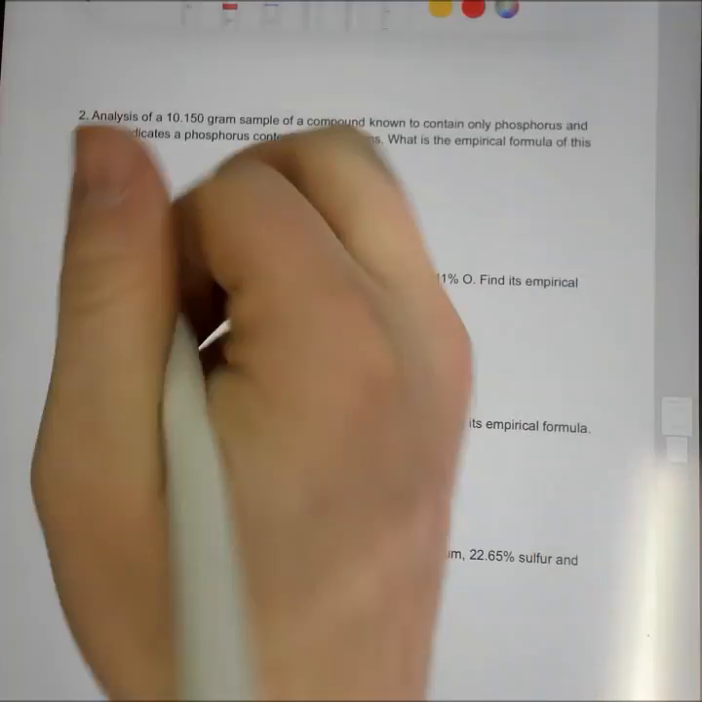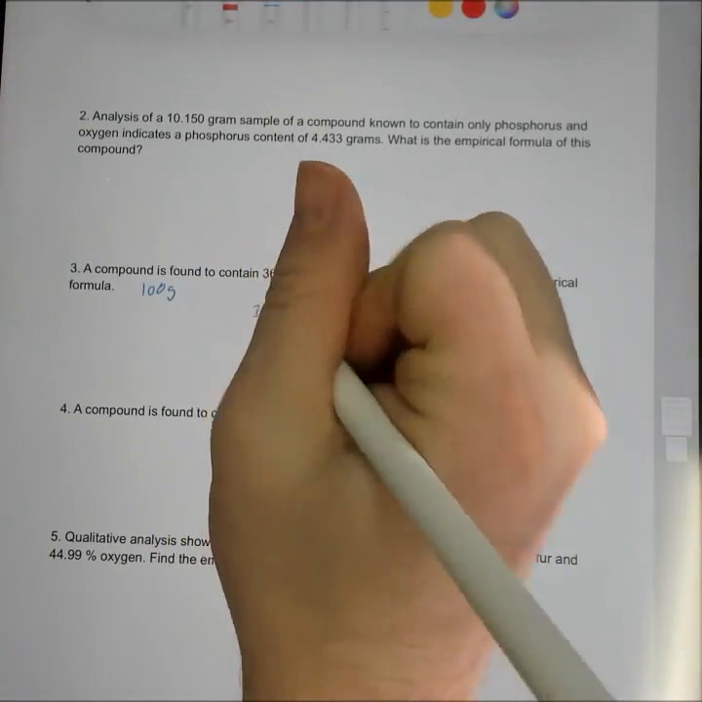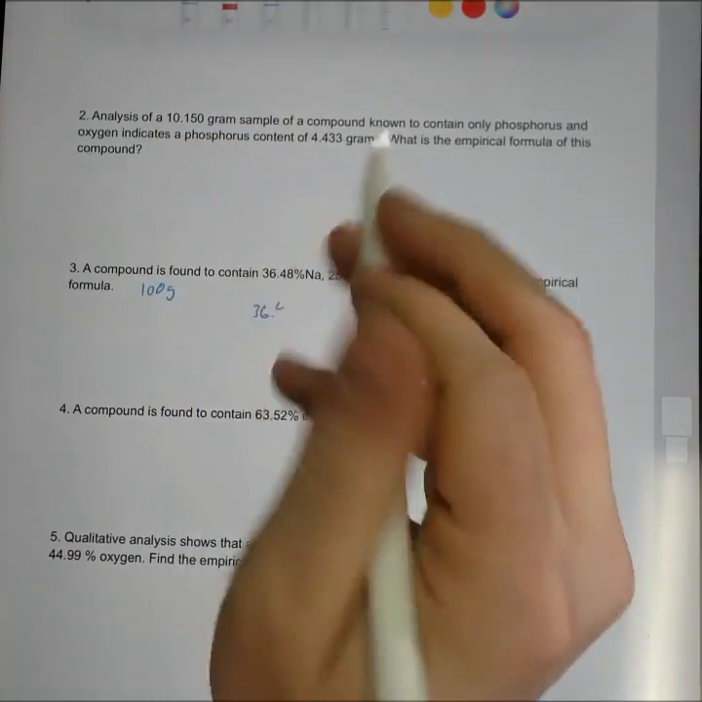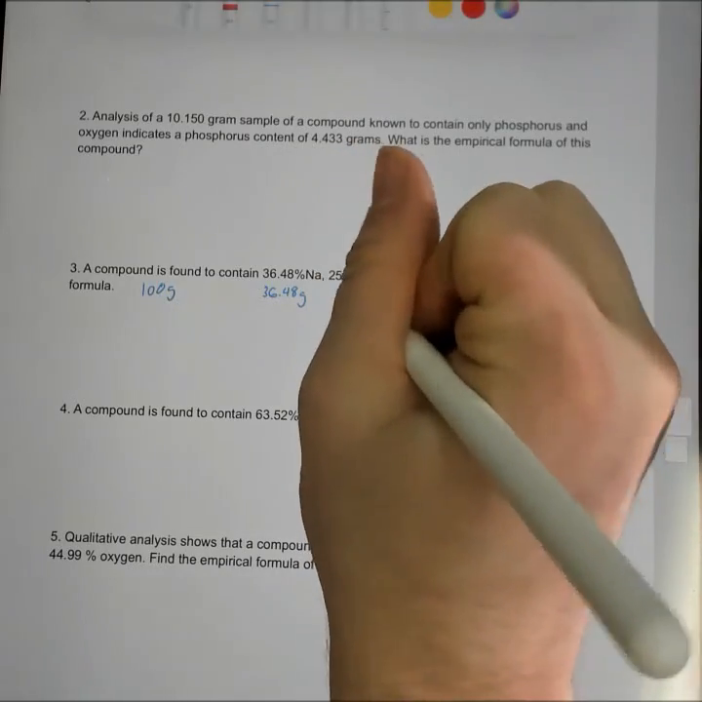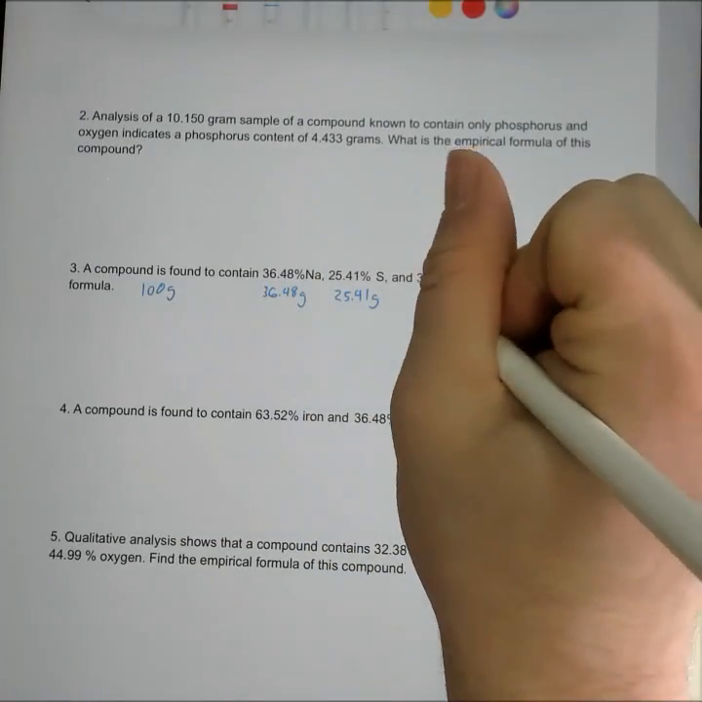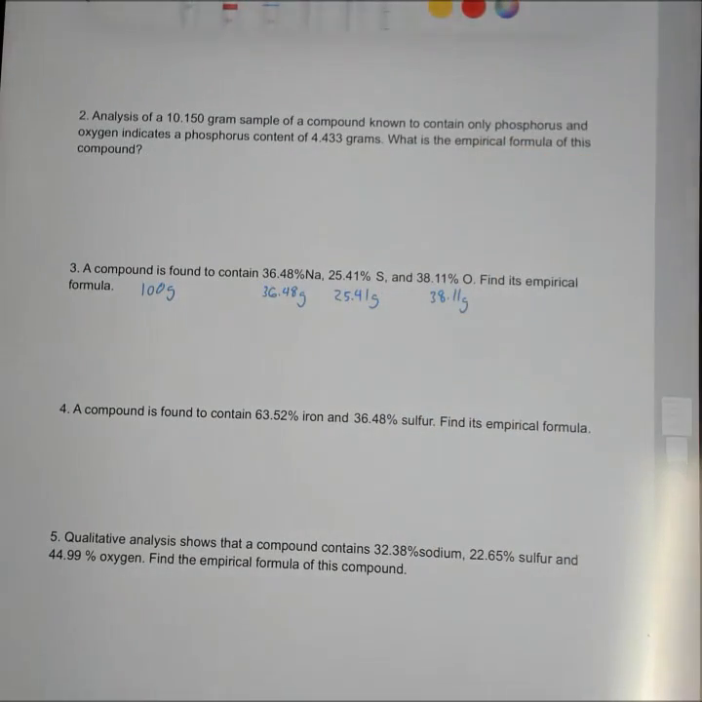So what we can do is just make assumptions, and when you make assumptions, always go with the easiest assumption you can make. When we're dealing with percents, they add up to 100%. So to make my life easy, I'm going to say I'm starting with 100 grams. If I start with 100 grams of this molecule, I would have 36.48 grams of sodium, 25.41 grams of sulfur, and 38.11 grams of oxygen. Since it adds up to 100, the percent basically just tells me how many grams I have.